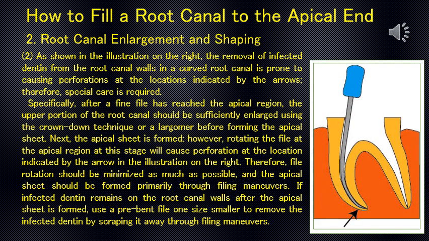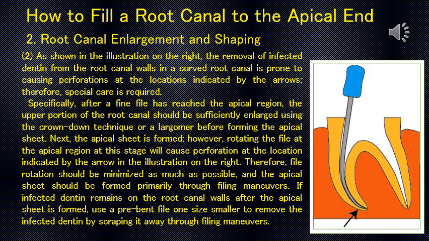2. Root canal enlargement and shaping. 2. As shown in the illustration on the right, the removal of infected dentin from the root canal walls and a curved root canal is prone to causing perforations at the locations indicated by the arrows, therefore, special care is required. Specifically, after a fine file has reached the apical region, the upper portion of the root canal should be sufficiently enlarged using the crown-down technique or a Largo reamer before forming the apical seat.